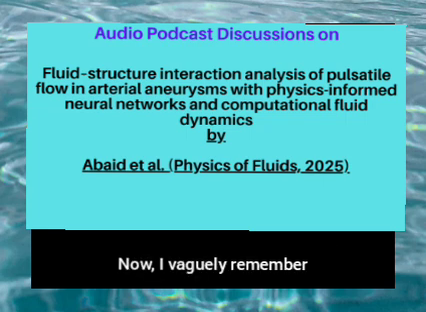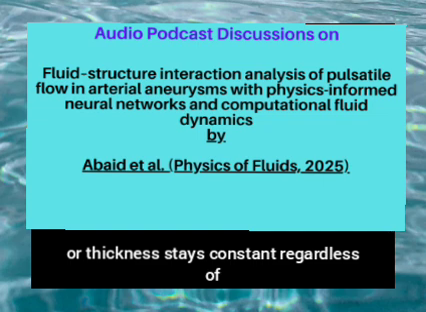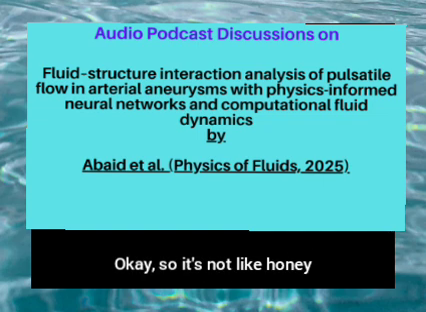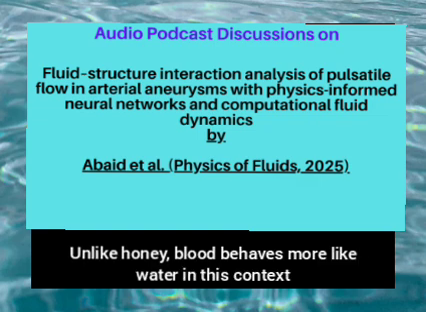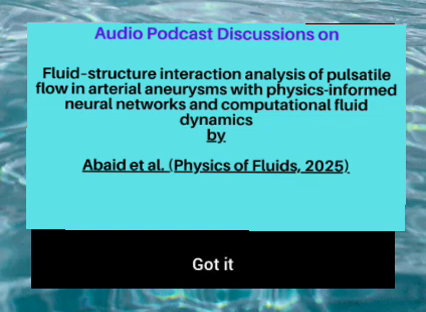Newtonian fluid. Now, I vaguely remember that from physics class, but remind me what that essentially means. It basically means that the blood's viscosity or thickness stays constant regardless of how fast it's flowing. Okay, so it's not like honey, which gets runnier when you stir it. Exactly. Unlike honey, blood behaves more like water in this context, at least in the large arteries. Got it. Makes sense. And what else?